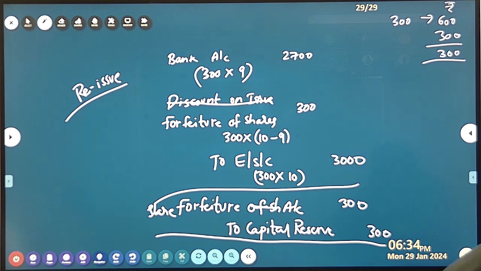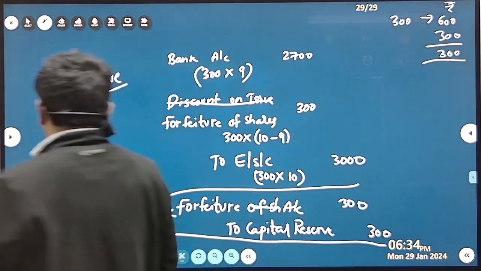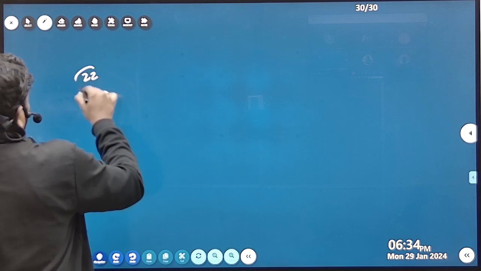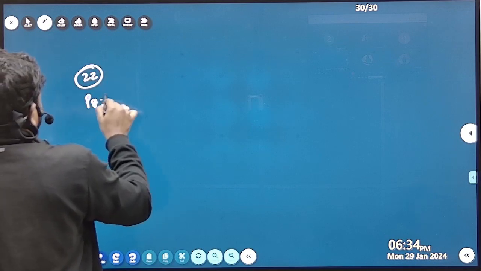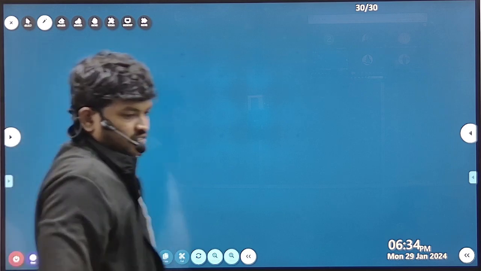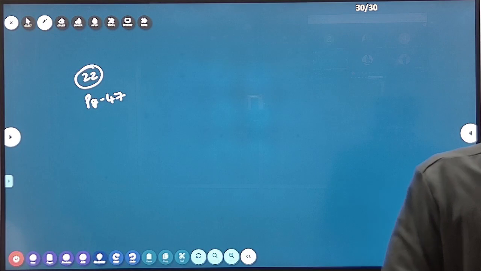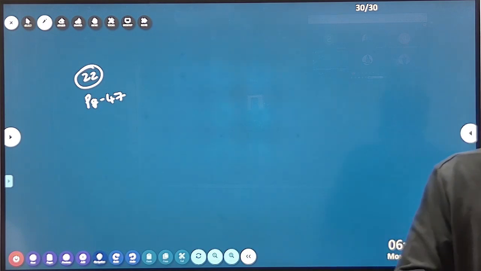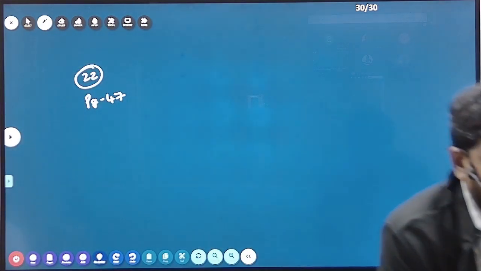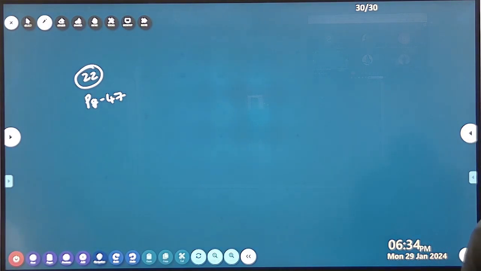Now come to sum number 22, page number 47. Sum number 22, page number 47. Brijesh, read the sum.